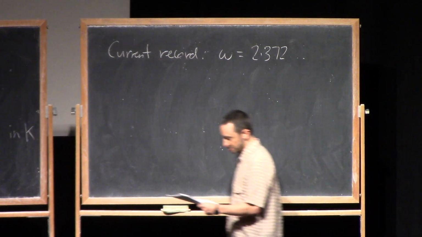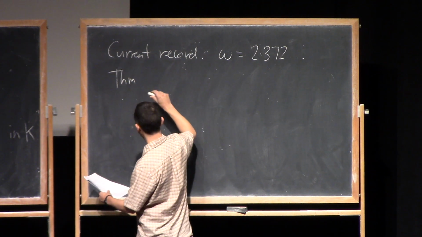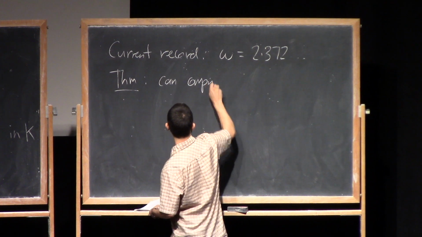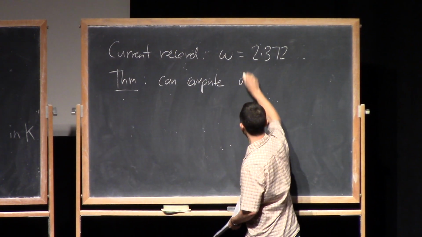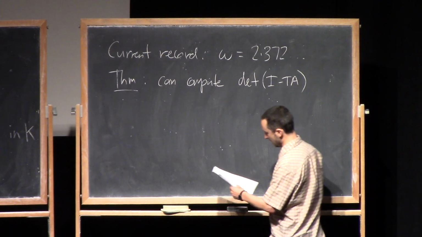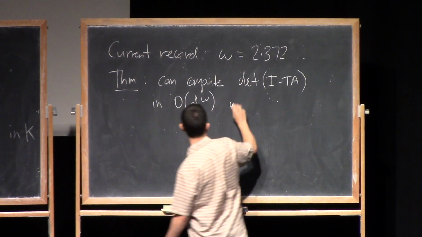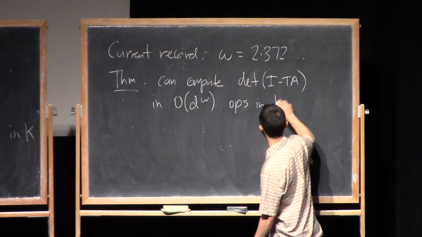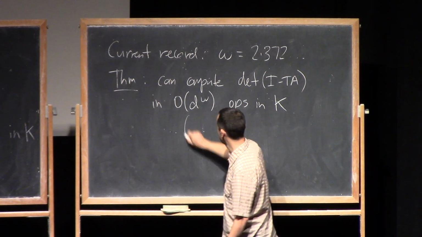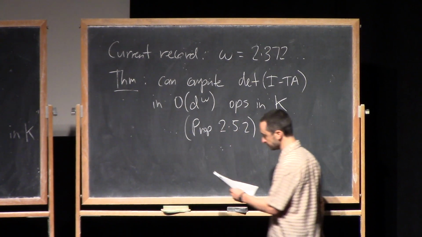Okay, let me just tell you a theorem, which I actually don't know the details of the proof. Theorem: you can compute the inverse characteristic polynomial of a matrix in O of d to the omega operations in K. So this is in the notes, this is proposition 2.5.2.